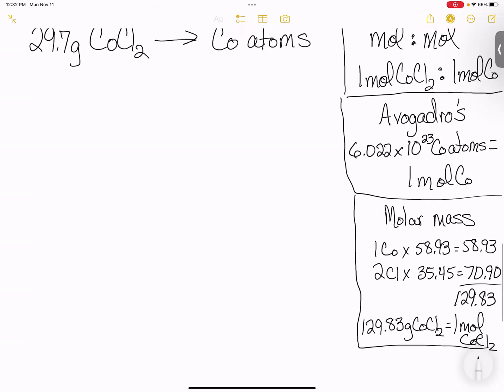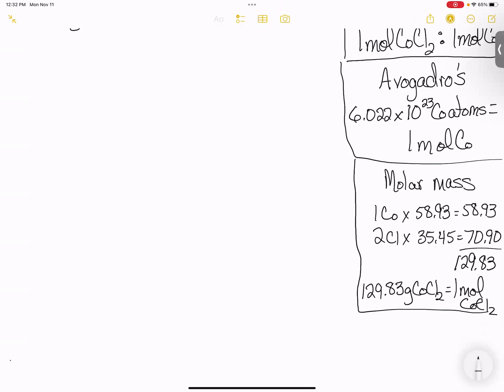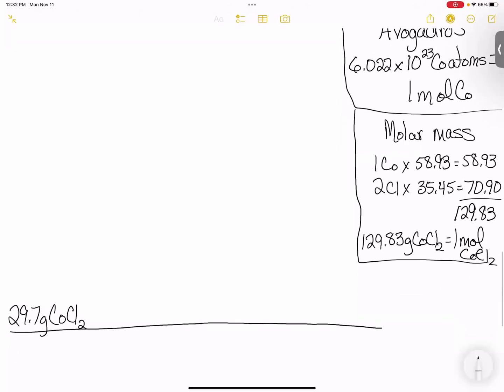So 29.7 grams of cobalt 2 chloride. My first conversion factor needs to have grams of cobalt chloride in it. So which one am I going to use? The molar mass. And of that equality, what's going in the denominator? 129.83 grams has to go in the denominator because you have to cancel the grams and the substance. The other half goes in the numerator.